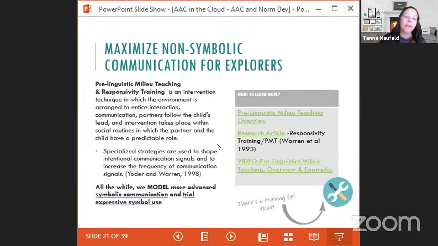You have a slide here that gives you a little bit more direction and resources to learn about the shaping process for non-symbolic communication signals. I love to use pre-linguistic milieu teaching and enhanced milieu teaching principles in my AAC intervention for these communicators. So you can take a look at all of the resources on this slide.